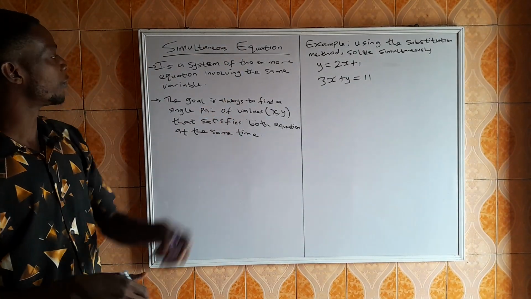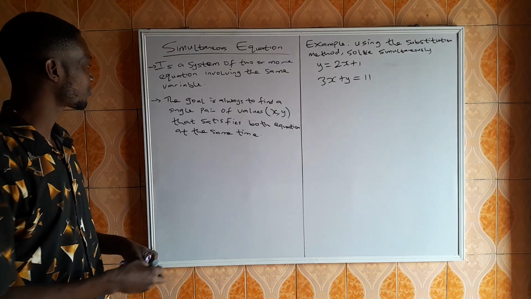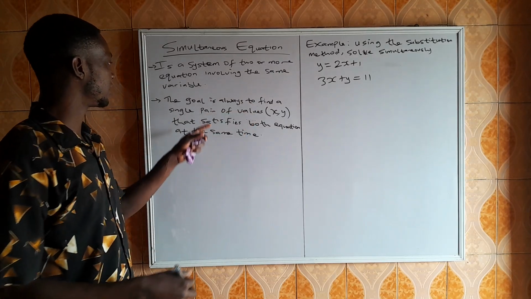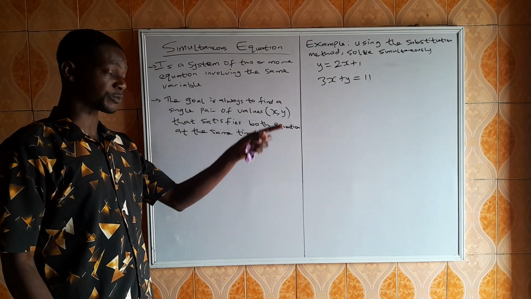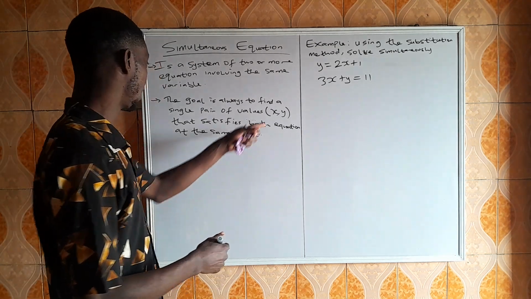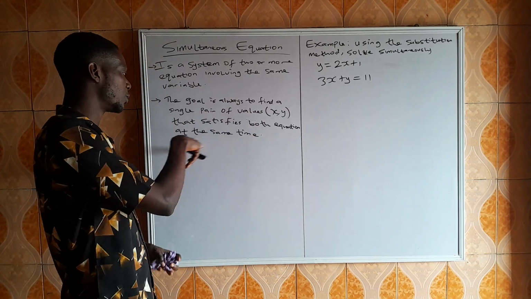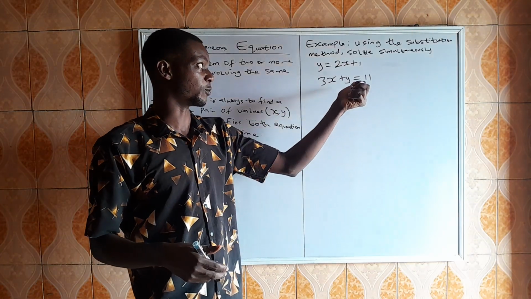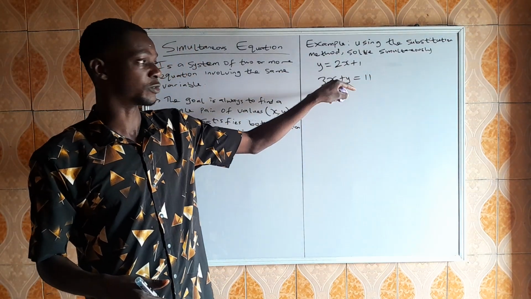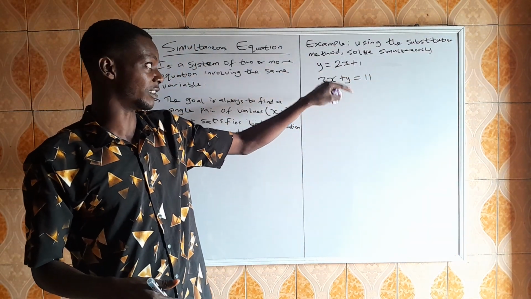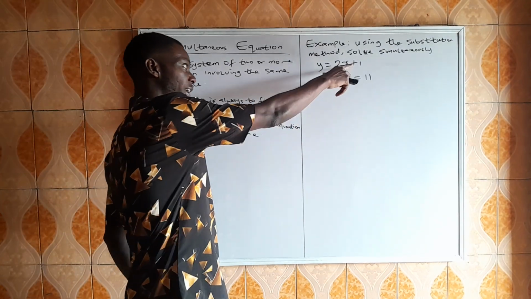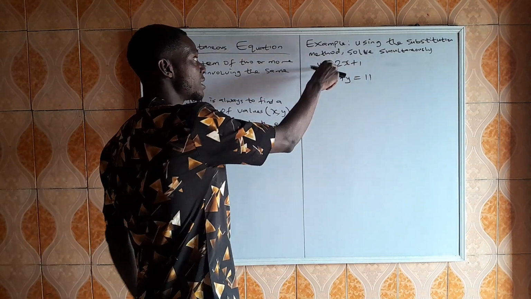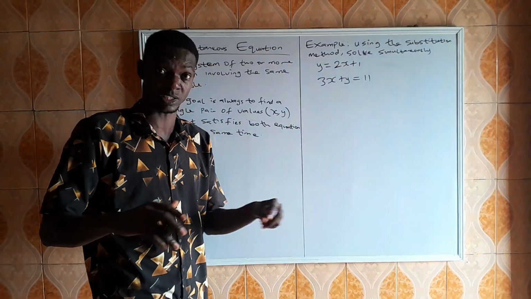Now, the goal of a simultaneous equation is always to find a single pair of values x and y, (x, y), that satisfy both equations. For example, look at this example. When you solve these two equations simultaneously, you are solving at the same time. I want to find the value of x and y that will satisfy the two equations at the same time.